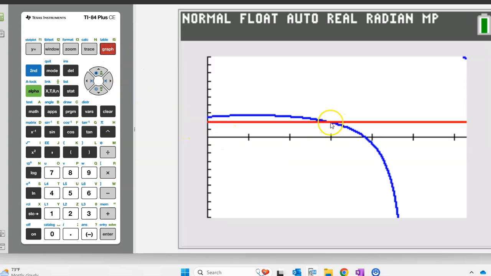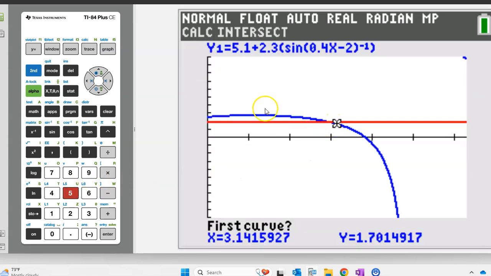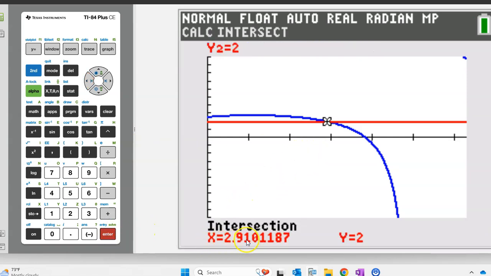We see the one intersection point right here. Let's find it by hitting second trace and choosing option 5. Move the pointer close to the point of intersection and hit enter 3 times. Enter, enter, enter. And there it is.